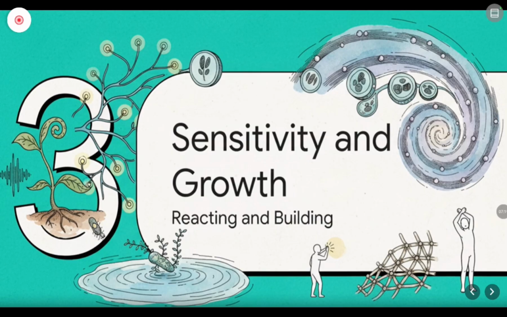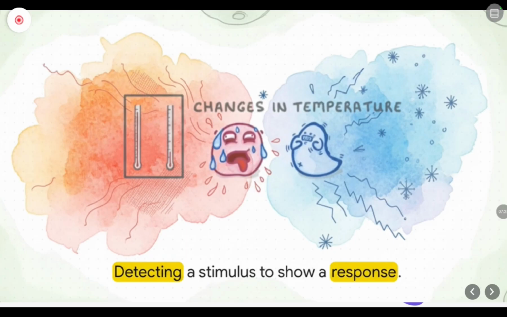Now the third example is sensitivity and growth. Sensitivity is when you touch a hot plate or a hot object, detecting a stimulus to show a response. For example, if you are sitting in a hot room that has no AC, no air conditioner, no window, you will feel hot and you will sweat. Your body is responding to a stimulus, the high temperature of the room.